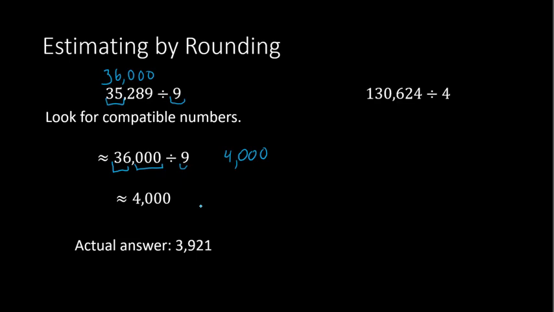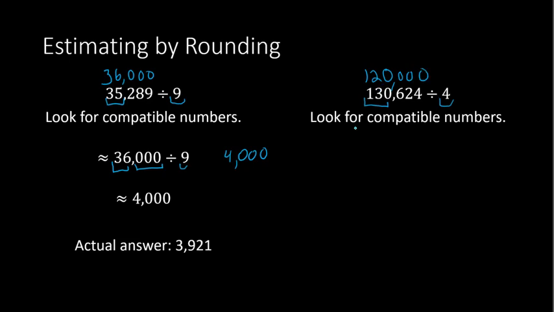Let's try one more. Here we have 130,624 divided by 4. So again, what we're trying to do is we take the first two numbers in this case and look at that and the 4. And what we're trying to do is find compatible numbers. So 13 divided by 4 you can't do without getting a remainder, but you could do 12 divided by 4. And 12 divided by 4 is 3, so that works, right?